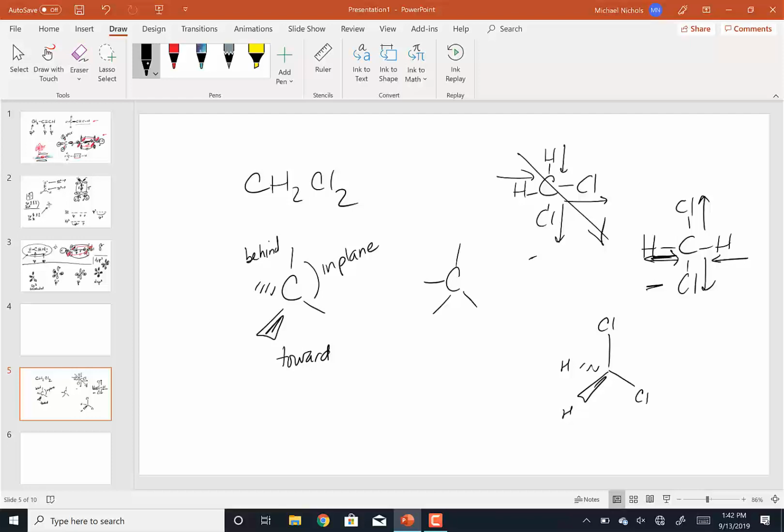Does it matter if you put the chlorines on the wedge or the dash instead of the hydrogen? Yep, I can put them anywhere. It's the equivalent of me taking the molecule and just rotating it around. I'll show you that. Here.